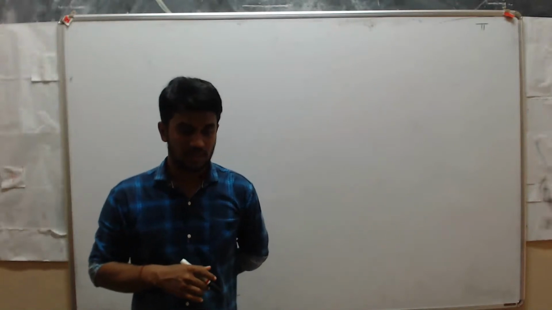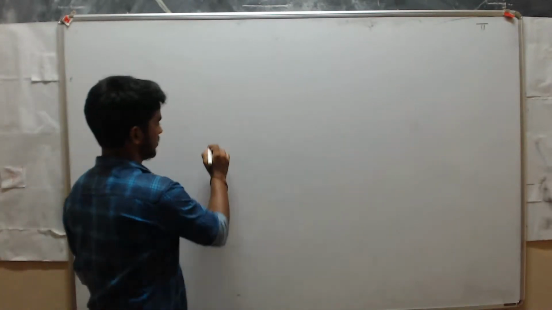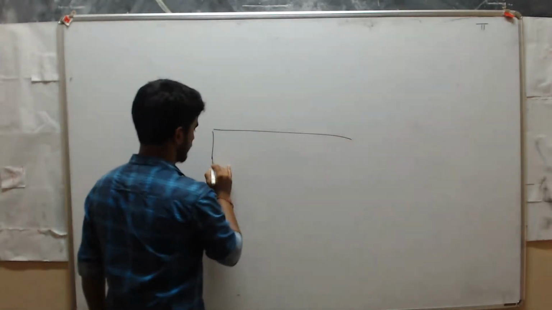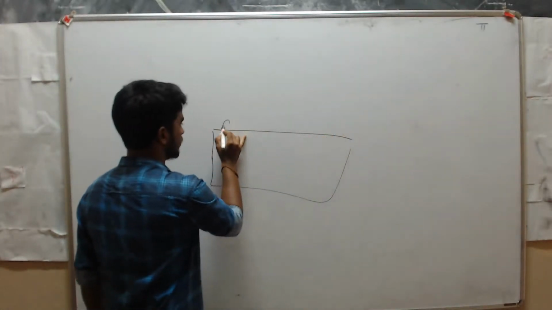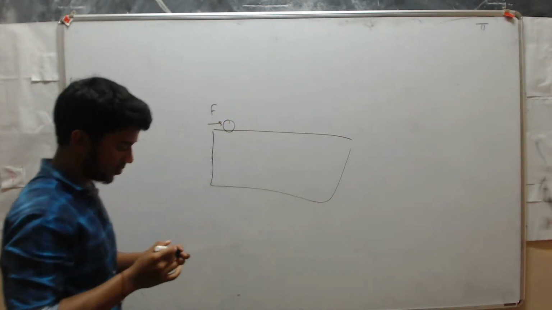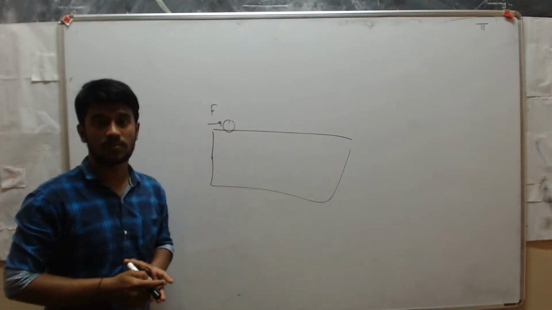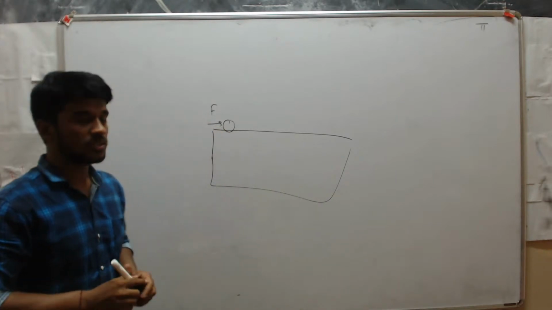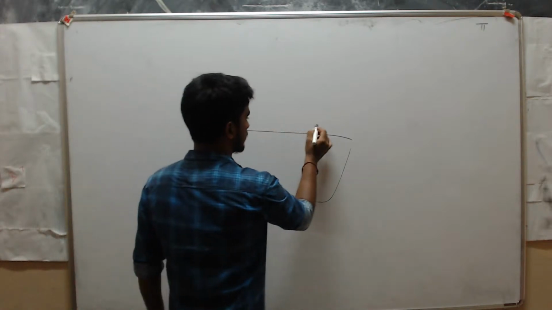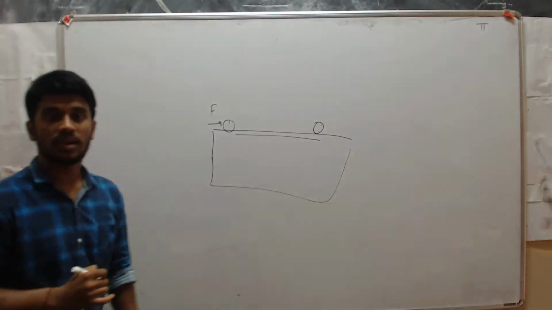For example, just see here. Imagine this is a table. Here one marble is there. You will apply a force. Applying force means you will push that marble. So what will happen? It starts to move and covers some distance. It stops here, after covering distance.